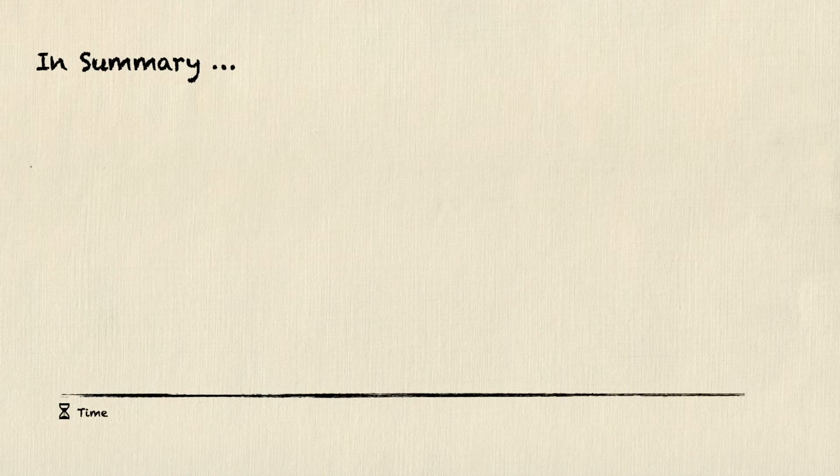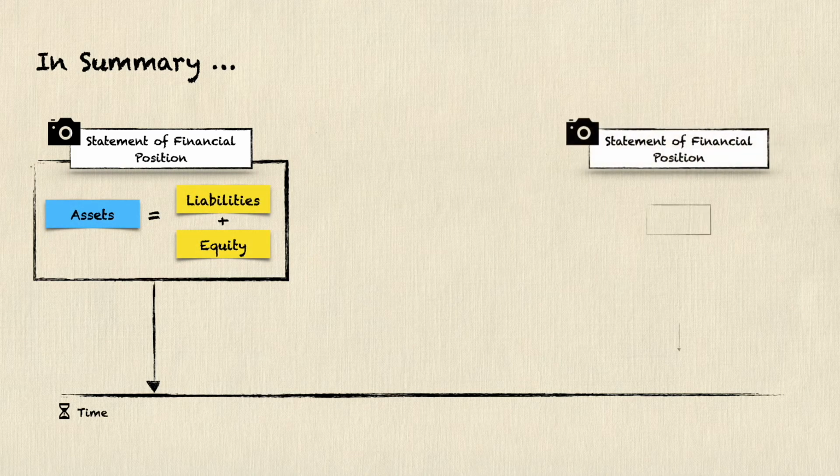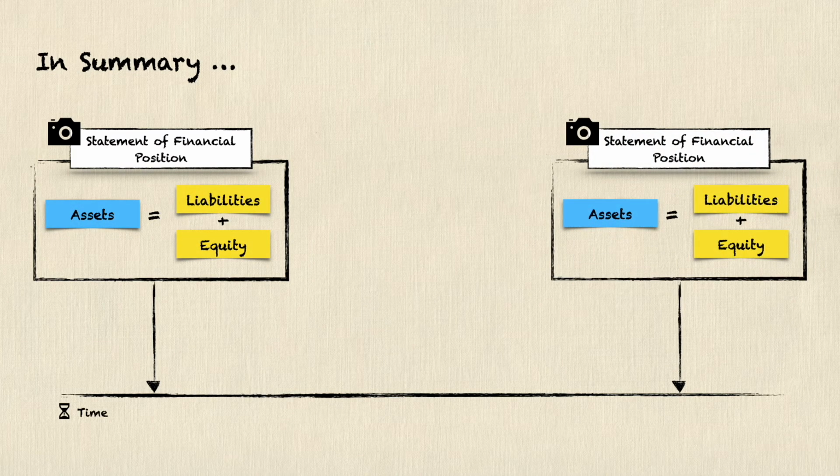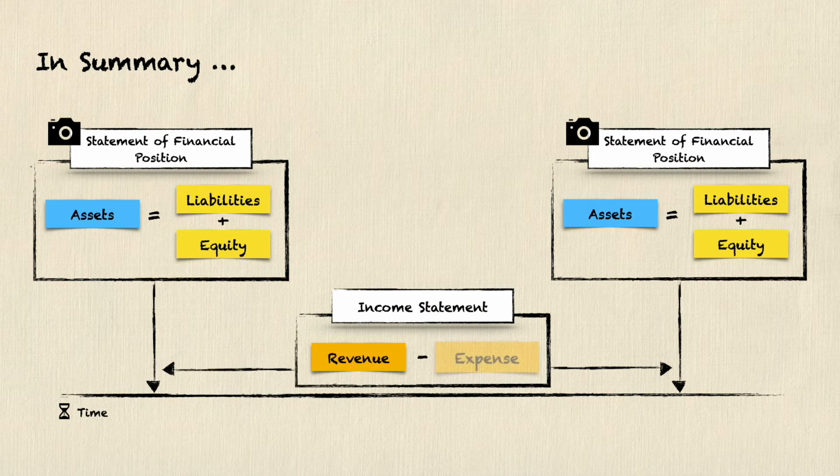To summarize, let's put the two types of financial statements in perspective. The statement of financial position is a snapshot at specific points in time of the resources held by the business and the claims on these resources as represented by the accounting equation. The income statement reports the financial performance of a business for a specific period of time, which is represented by revenues less expenses and whether a net profit is generated or a net loss is incurred.